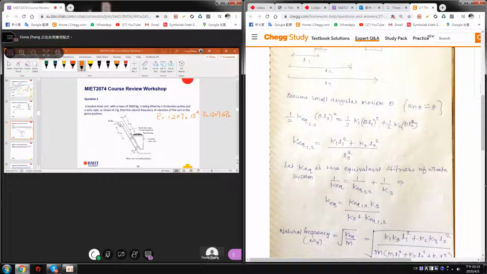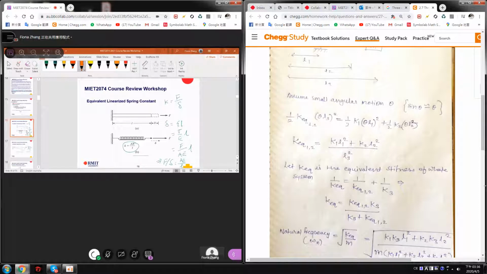Okay, so here the rope has elasticity, right? So now you know how to model, right? So we go back here to this one, right? The rope is similar to this rod, right? So the spring constant K is AE over L.